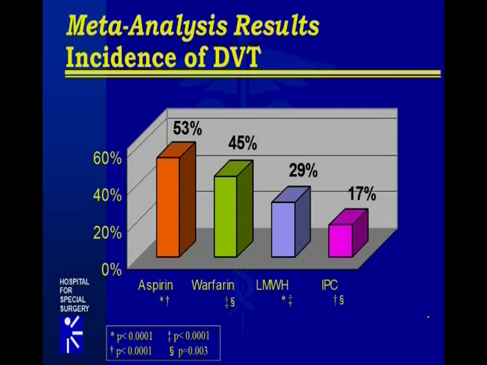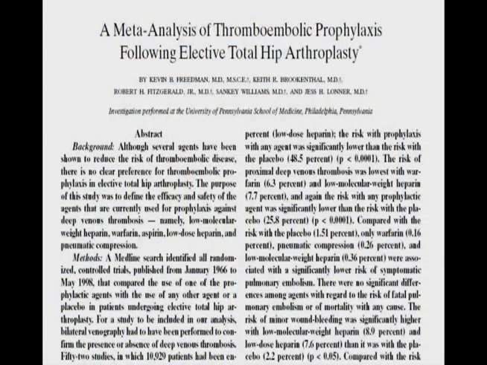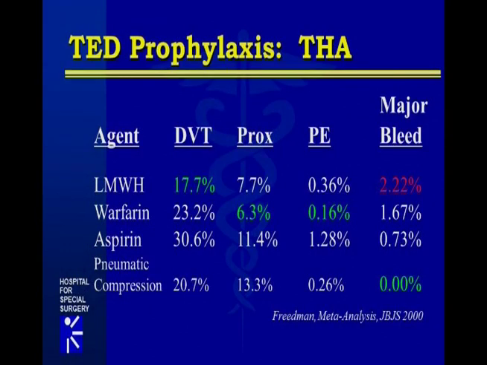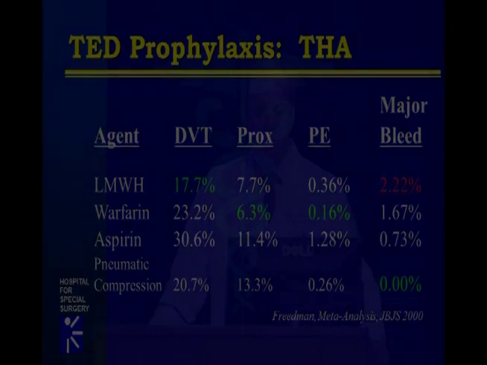Warfarin alone, 45%, low molecular weight heparin 29%, but mechanical compression 17%. So clearly using a mechanical compression device is important in prophylaxis for all knee replacement patients. In a meta-analysis looking at hip replacement patients, it was found that low molecular weight heparin, warfarin, and mechanical compression all had approximately the same incidence of deep venous thrombosis, but clearly the bleeding with the more potent anticoagulants was very significant compared to mechanical compression in the meta-analysis, where there wasn't bleeding.